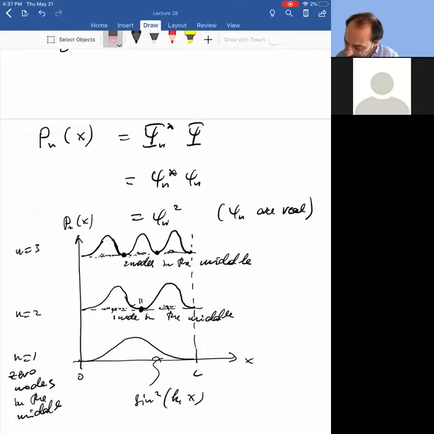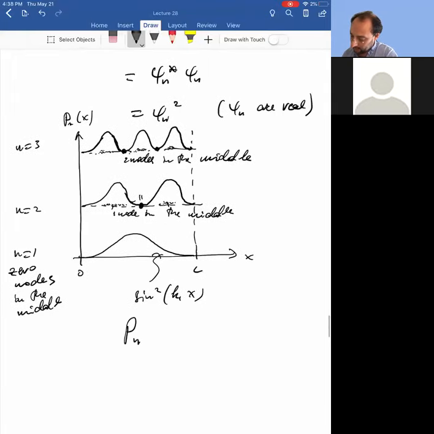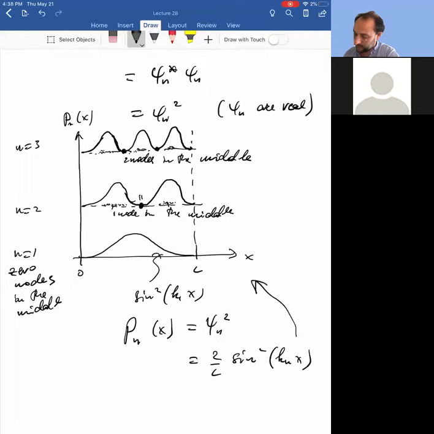Remember, P is not probability, it's probability density. So to get probability, you have to multiply it by dx or integrate over some finite region of x, which gives you the probability of finding the particle within that finite region. And by the way, the math for this is P sub n of x equals psi squared equals 2 over L sine squared k sub n x. That's what I'm depicting here.